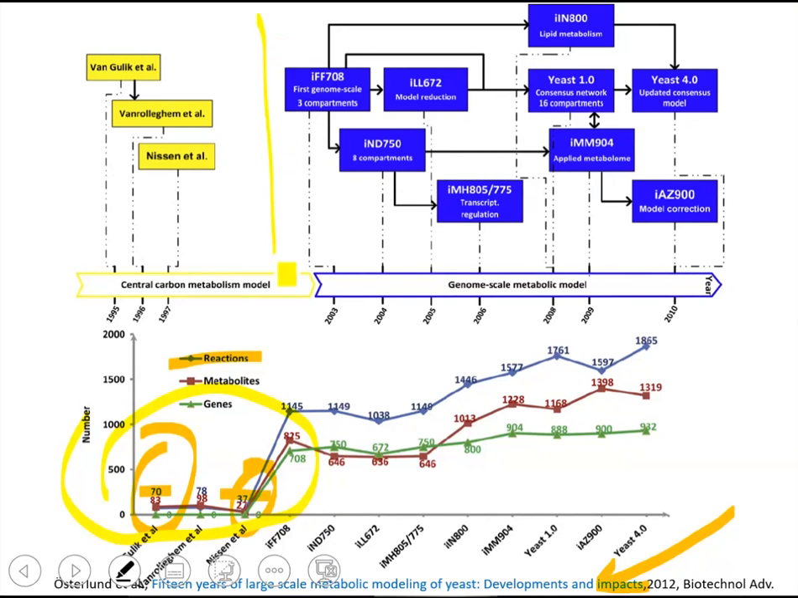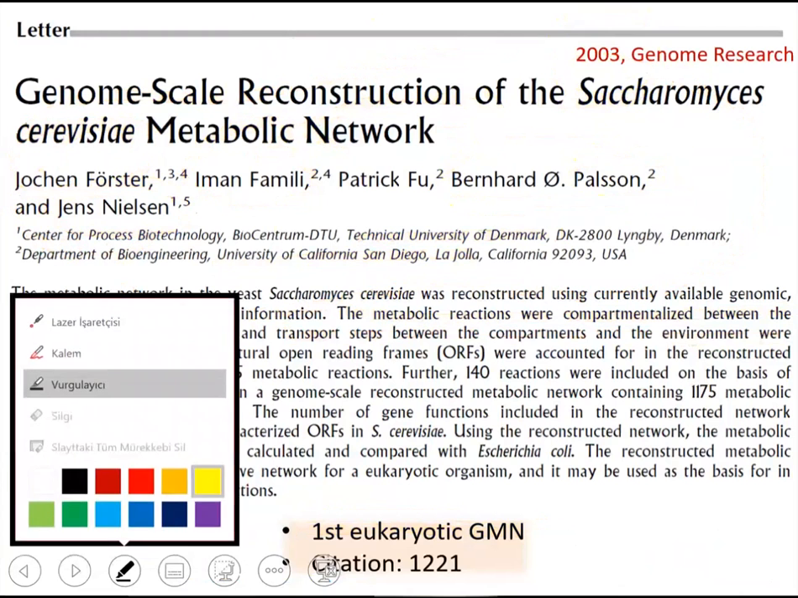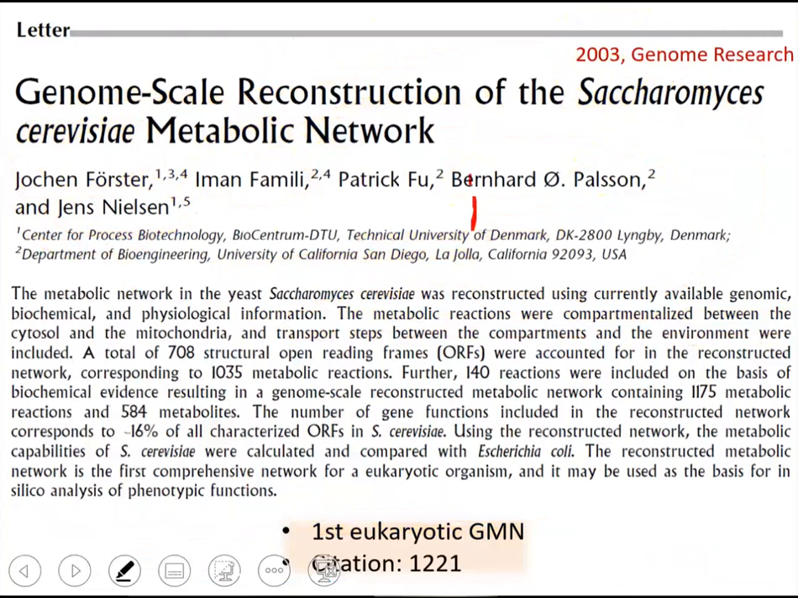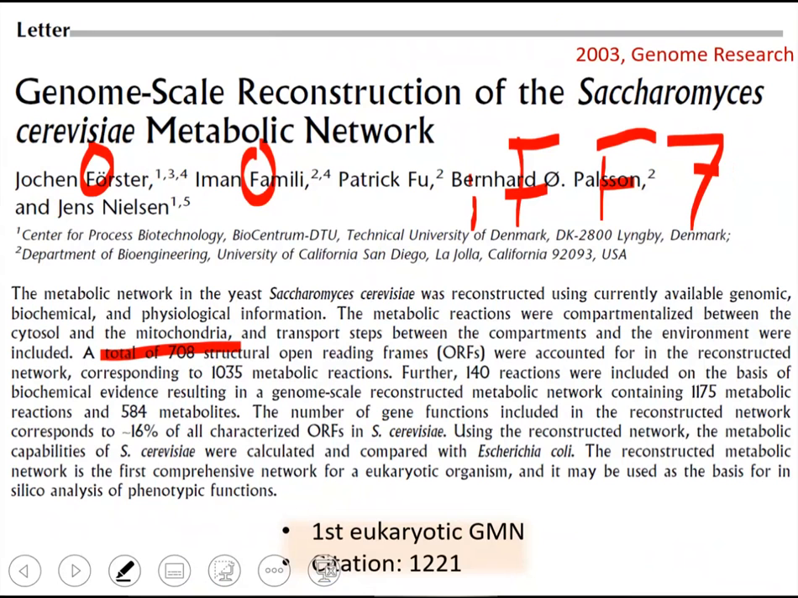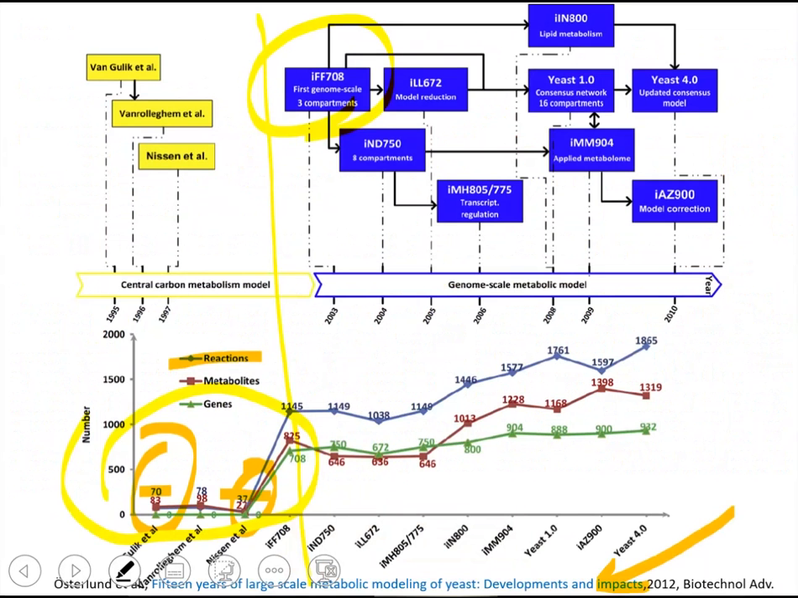And then the first model, iFF708, was published. So this model is referred to, by using the same convention, as in silico model, FF. Since there were two students involved in developing this model, their surname initials were used, and the total number of genes was 708. So this first eukaryotic genome-scale metabolic model is referred to as iFF708 in literature. This is that model.